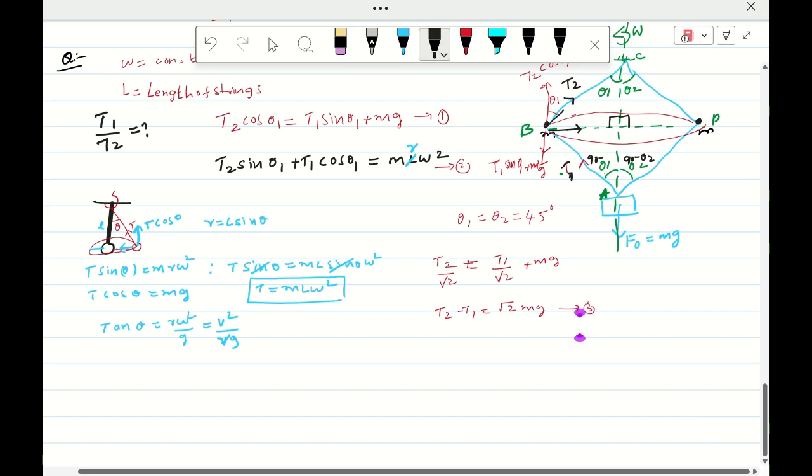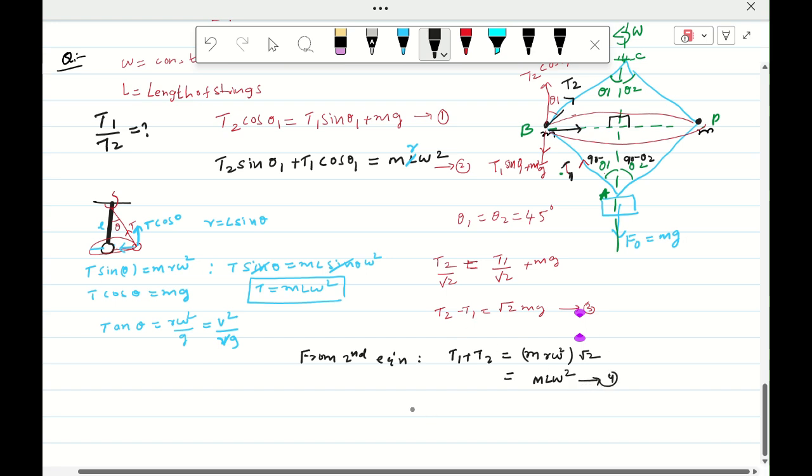Now from the second equation, T1 plus T2 by root 2 is equal to m r omega square. Here r is equal to L sin theta 1, and sin 45 is 1 by root 2, therefore T1 plus T2 is equal to m L omega square. This is equation 4.